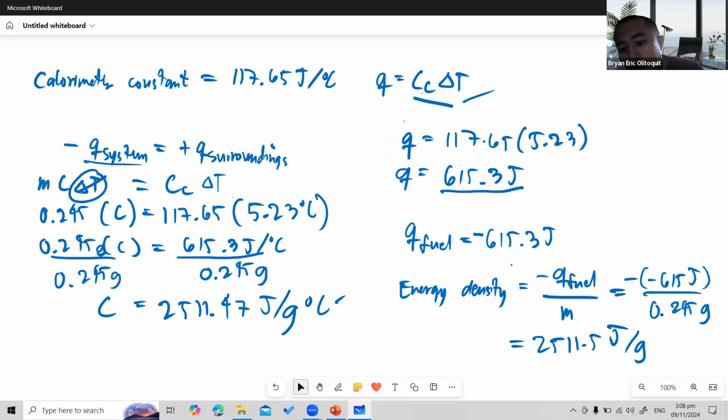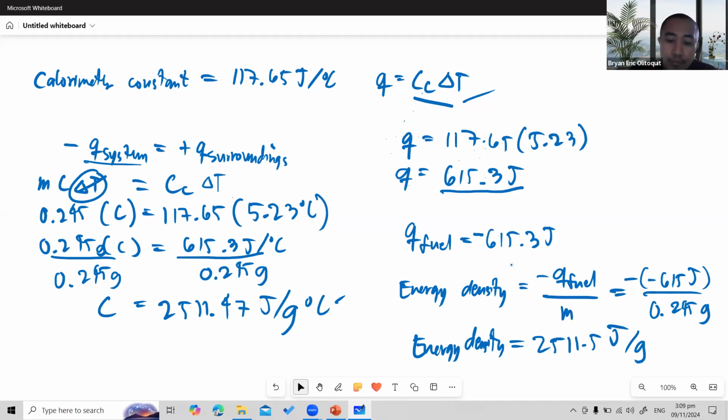Therefore, we can extract 2,511.5 joules per gram of the material. So this one is important. This is important in determining how much energy can be extracted from the material, as well as how efficient your machine is in converting this energy to other forms.